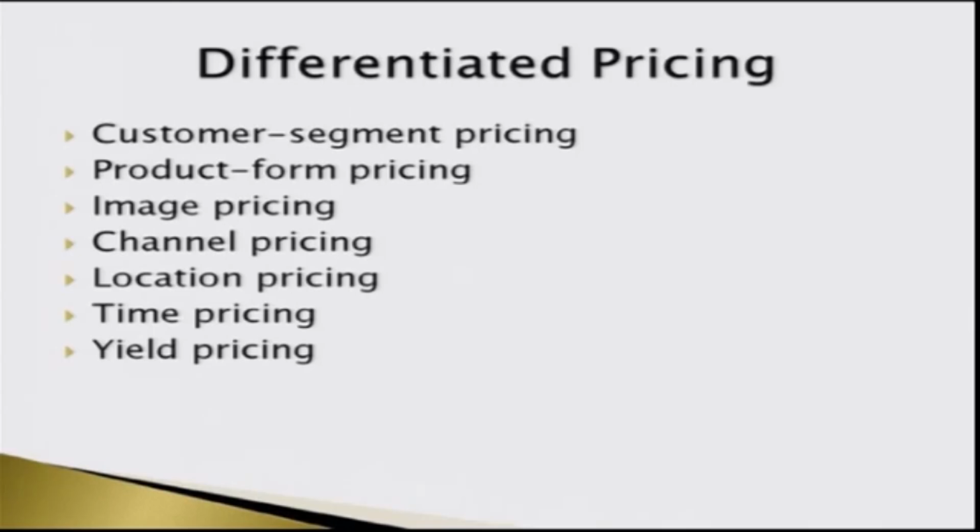Then you have differentiated pricing. Now this is an important aspect of pricing: marketeers tend to price a product differently depending on the customer segment they are selling to, the product form they are selling, the kind of image they have, the channel, the location, the time and the yield. Depending on these things, you will find that the pricing is differentiated.